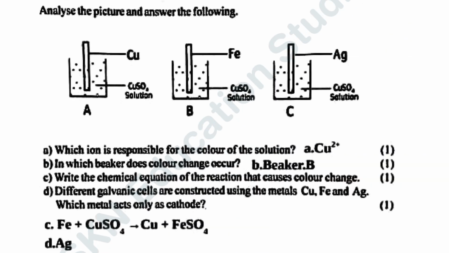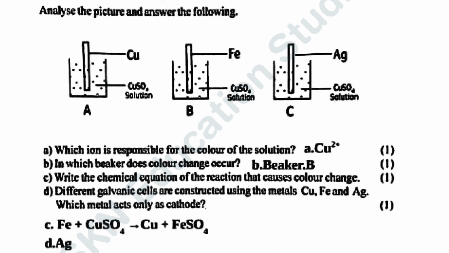Next question. Analyze the picture below and answer the following. First question. Which ion is responsible for the color of the solution? Answer is Cu2+. Next question. In which beaker does the color change occur? Answer is beaker B. Next question. Write the chemical equation of the reaction that causes color change. Answer is Fe plus CuSO4 gives Cu plus FeSO4.